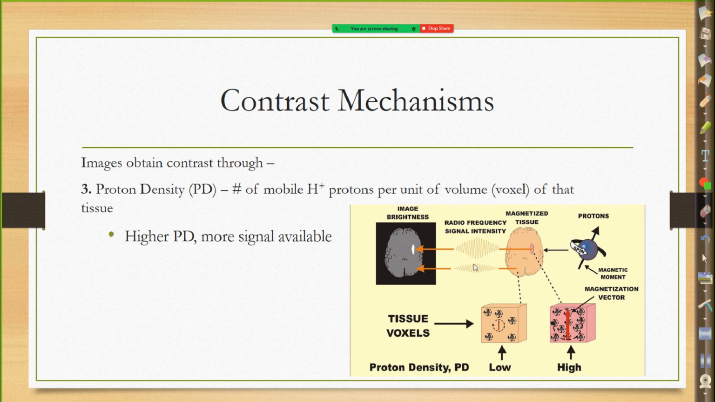So in this image here, we have two voxels, one with what we consider low proton density because it doesn't have as many hydrogen spins within this voxel, compared to an area of high proton density where we have a lot more hydrogen protons. And you can see here how it's at different parts of the brain, and then what it looks like on our image. And when we have a higher area of proton density within the voxel, we're going to get more signal, which is brighter on our image.